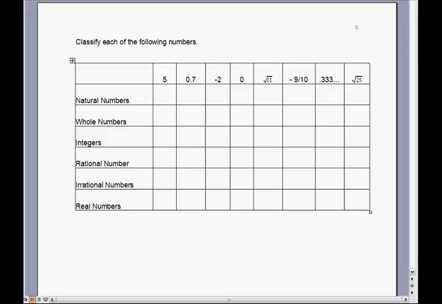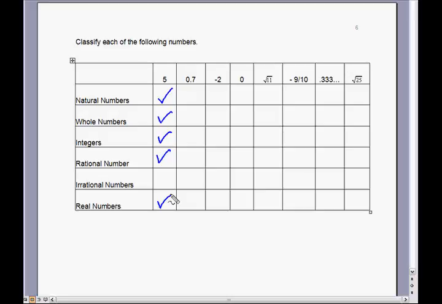Classify each of the following numbers. Identify which sets they belong to. 5 belongs to the set of natural numbers. It's also a whole number, an integer, a rational number, and a real number. If you notice, once you've identified it being a natural number, it's everything below it except for irrational.